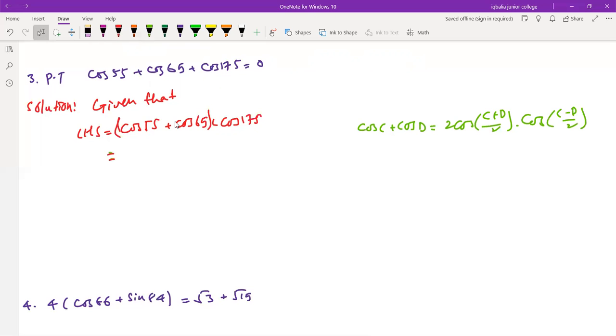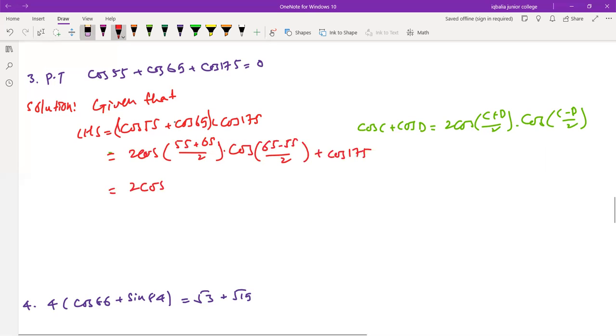Apply the formula here: 2 cos 55 plus 65 by 2 into cos 65 minus 55 by 2 plus cos 175.